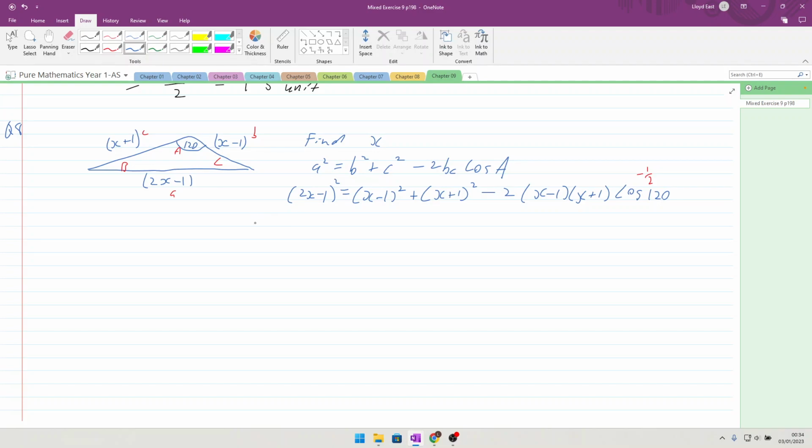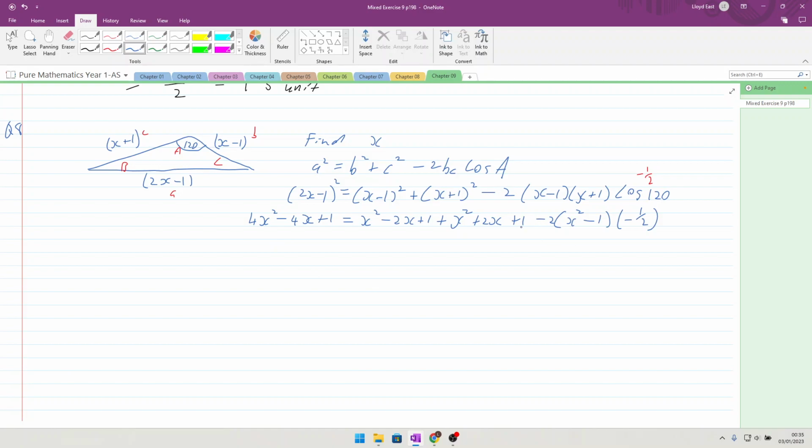Okay, so multiply this out. 4x squared minus 4x plus 1 equals x squared minus 2x plus 1 plus x squared plus 2x plus 1 minus 2 times x minus 1, x plus 1. That's going to give me x squared minus 1, multiplying by minus a half.